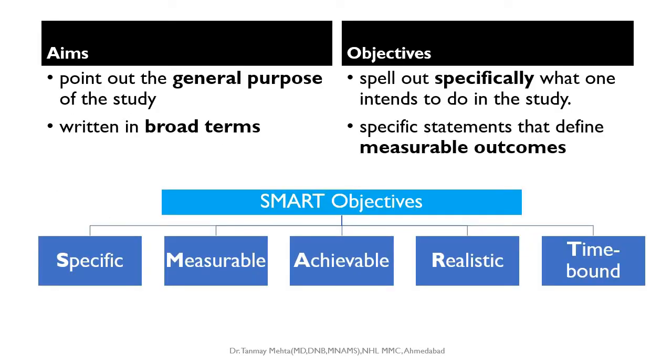Then you have to frame aims and objectives. Now some people are confused regarding what is aim and what is objective. Aim is usually a broader term. It points out the general purpose of the study, while objective spells out specifically what one needs to do in the study. It is the specific statements that will define measurable outcome. I believe that objectives should be SMART. They should be specific, measurable, achievable, realistic, and time bound.